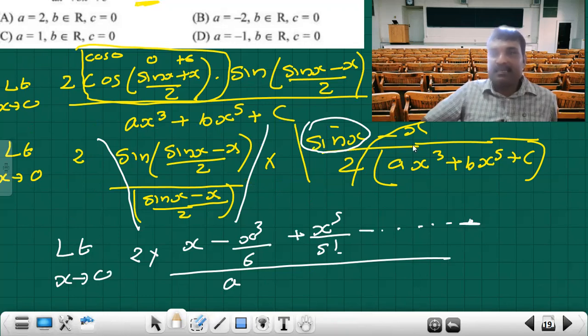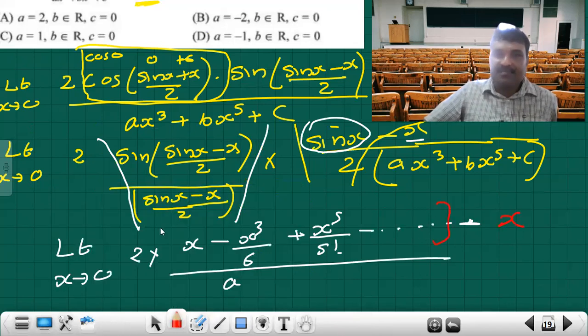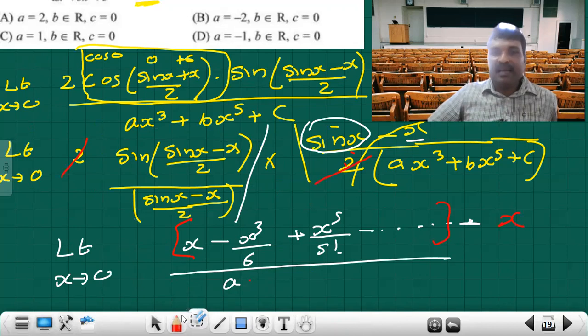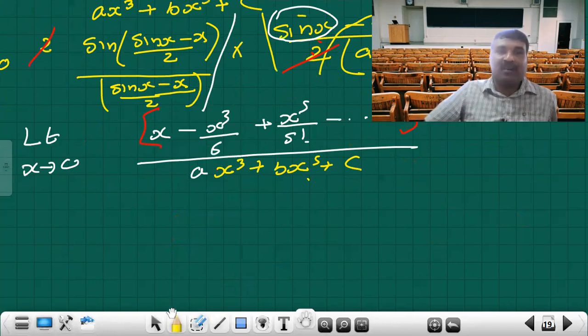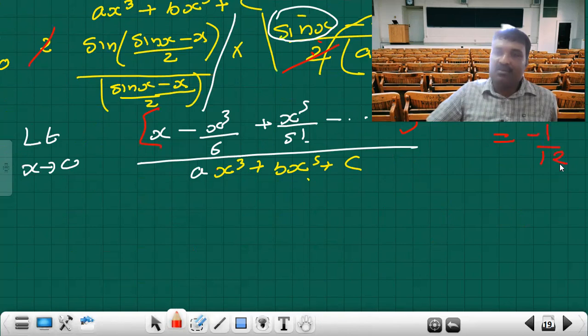Here there is a minus x, right? This x is also minus, right? This is the expansion of sin x. Then here is a 1, 2 is here, right? So this 2 and 2 get cancelled. So no need to write this 2, right? Okay. Now a into x raised to 3 plus b x raised to 5 plus c, right? From here we can evaluate the value, right? The value of this limit is given as minus 1 by 12.